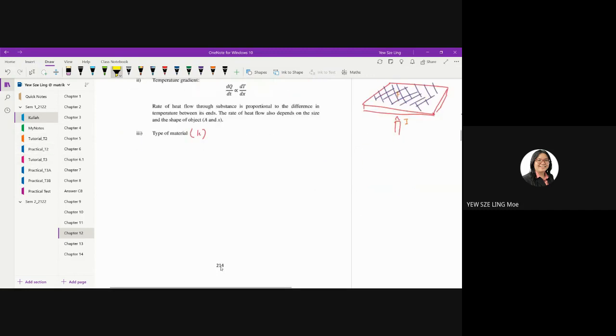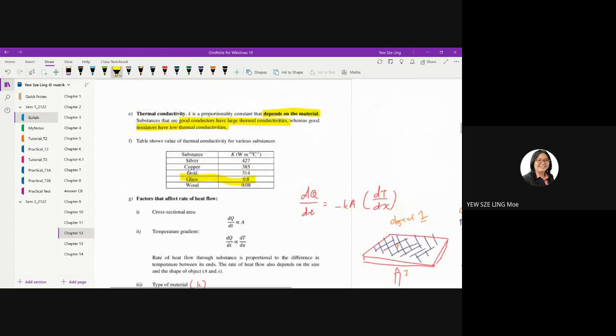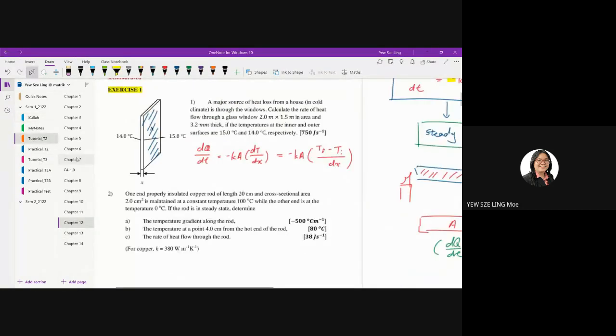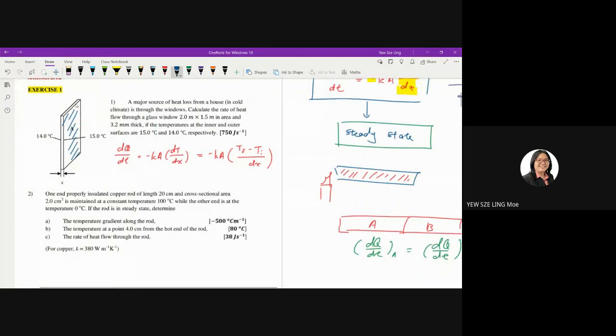So you look at page 214, your book is page 214, K is equal to 0.8. So now I have K equals 0.8. Okay, so I'm going to write it here, somewhere here. So K equals 0.8, and the unit is W m^-1 K^-1. Okay, so that is the thermal conductivity.